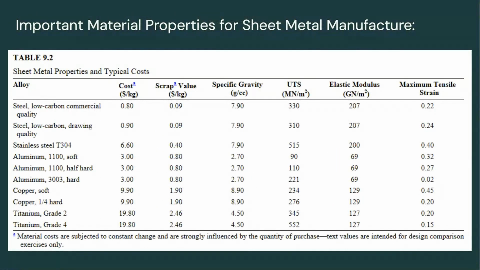In addition to the thickness of these materials, you also want to consider some key material properties for sheet metal manufacture. These include cost of the material, scrap value, density, ultimate tensile strength, elastic modulus, and maximum tensile strain. Looking at this chart, it's worth noting that steel is a very, very good material for these processes. Not only does it outshine most of the other materials in the strength categories of elastic modulus and ultimate tensile strength, its cost is substantially less than most of these other materials. High-end titanium gives it a run for its money in ultimate tensile strength.